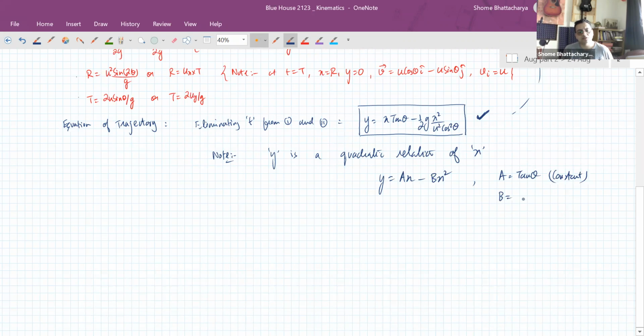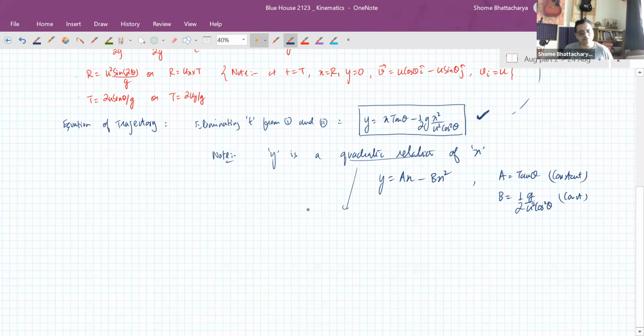And b is how much? It is half g upon u square cos square theta. So again, it's a constant, no? Because u was the initial velocity, theta is the angle of projection, g is the uniform acceleration due to gravity. So a and b are just constants over here. So what kind of relationship is there between y and x? It's a quadratic relation. So if it's a quadratic relation, what does it tell us?